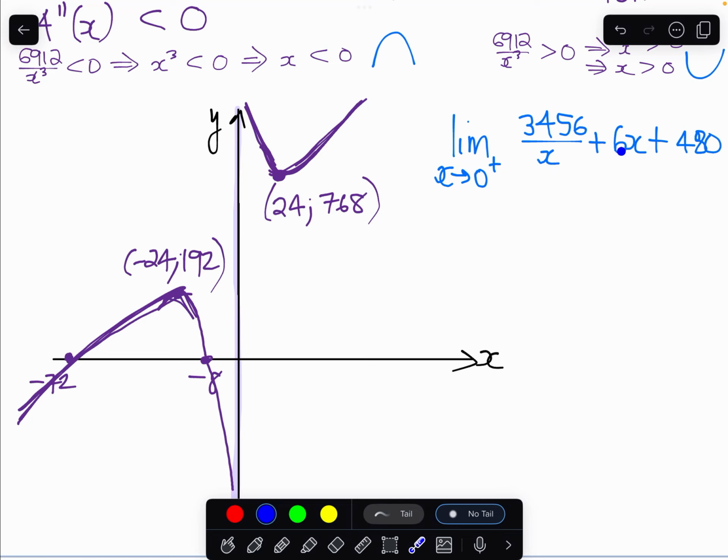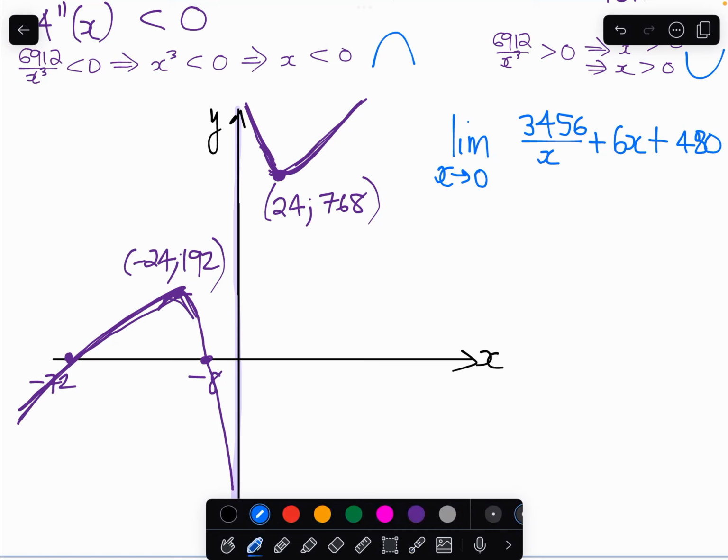This term is pretty much going to disappear because 6 times a very, very small number is going to become very close to 0. The 480 is really immaterial at this point because of how big this number will be. So what this confirms is that as x gets closer and closer to 0 from the positive side, our function is going to keep going further and further up towards positive infinity. So that confirms our first intuition.